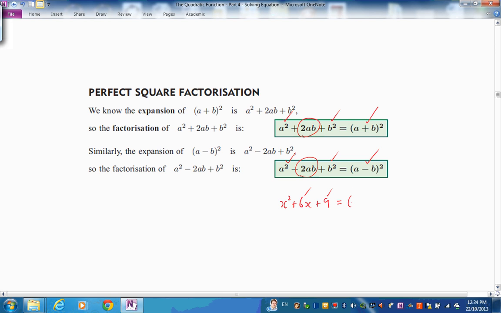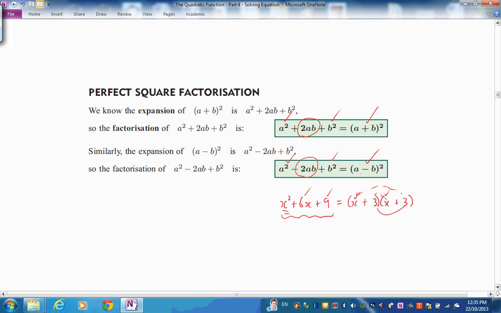But if you can't spot the perfect square form, you can always FOIL it backwards, or factorise it using reversal FOIL. x by x is x squared. Factors of 9, 3 and 3, and they'll both be plus. So you get plus 9 and 3x, and 3x is 6x. So you can just use FOIL if you don't think you're able to spot a perfect square form.